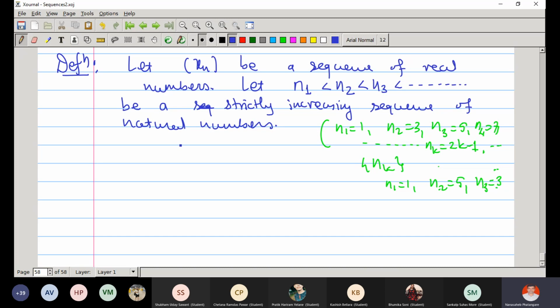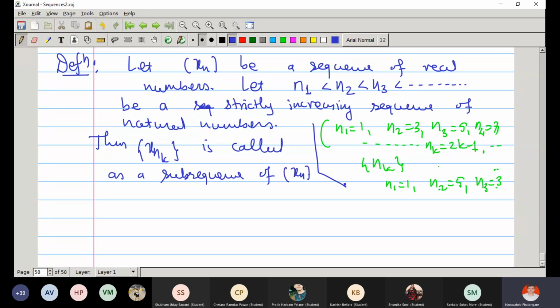So for a strictly increasing sequence of natural numbers nk, x_nk, whatever is remaining, is called a subsequence of xn, right? So this is called a subsequence of xn. Let us see by example.